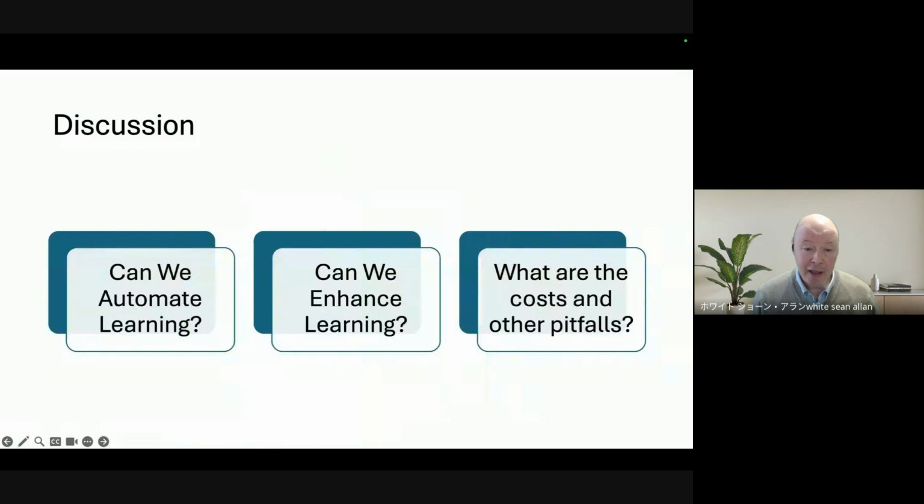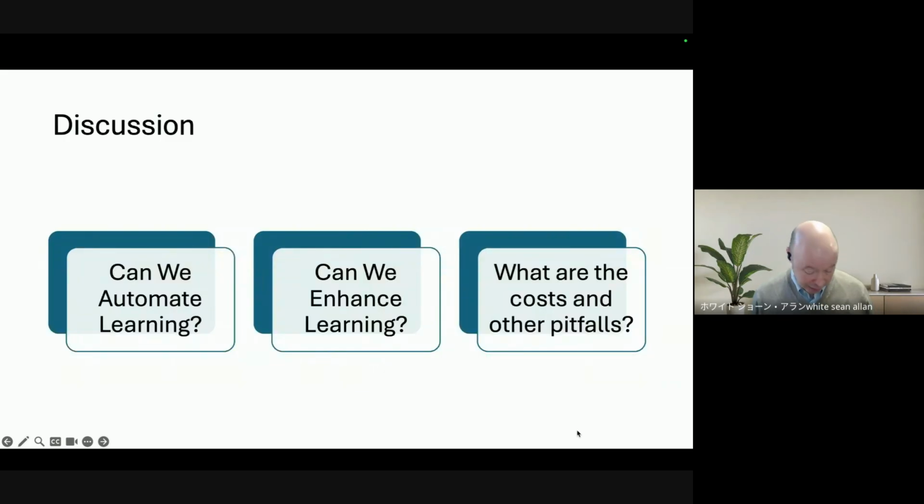So then that kind of brings me, and I think I've hinted at several of these, but I did want to give students an opportunity to process this and ask, can we automate learning? Can we enhance it? And what are the costs and other pitfalls for that? And then an opportunity to talk about your experiences.